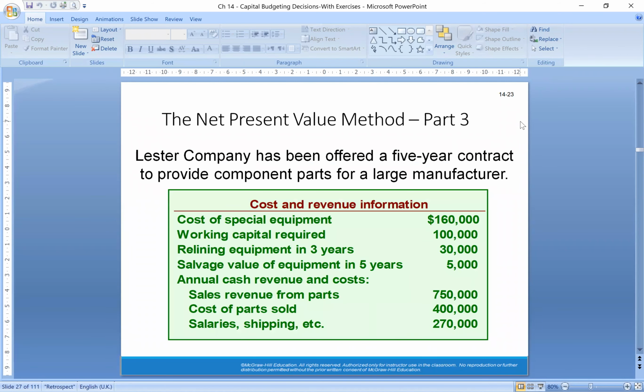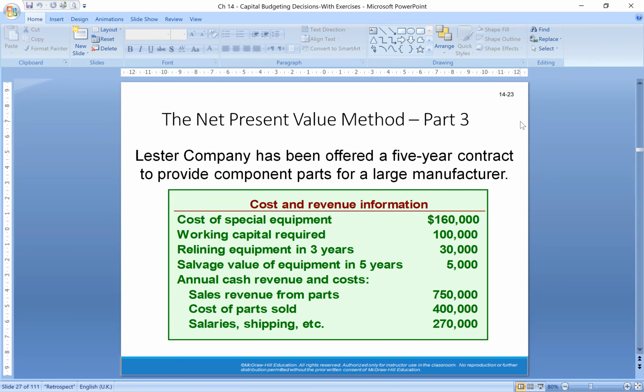Example, Leicester Company has been offered a 5-year contract to provide component parts for a large manufacturer. Cost and revenue information. We do have a cost of special equipment, $160,000. Working capital required for this project, $100,000. Relining equipment in 3 years, $30,000. Salvage value of equipment in 5 years, $5,000.